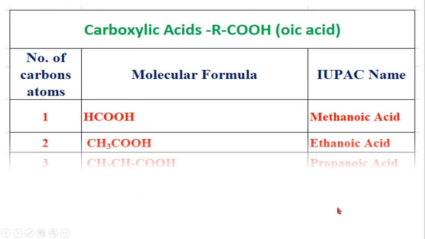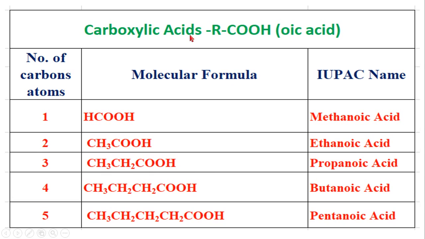The third one is carboxylic acid. The functional group of carboxylic acid is COOH. The general formula is RCOOH and the suffix used is oic acid. For the number of carbon atoms 1, in the place of R we put H. COOH is the functional group, so COOH is the acid. So the IUPAC name of the compound is methanoic acid. Only one carbon means methane. You remove E and put oic acid: methanoic acid.